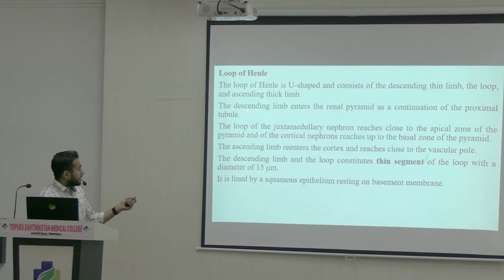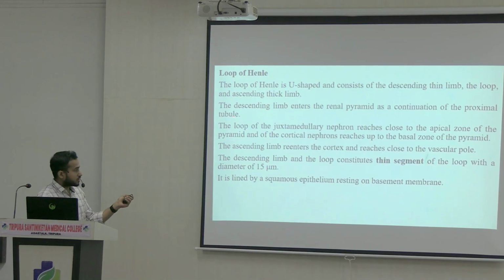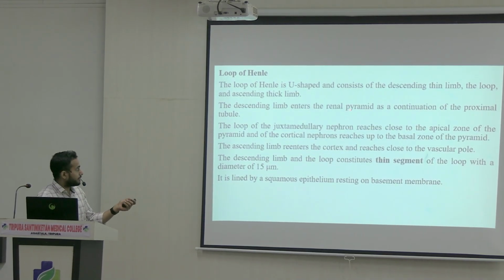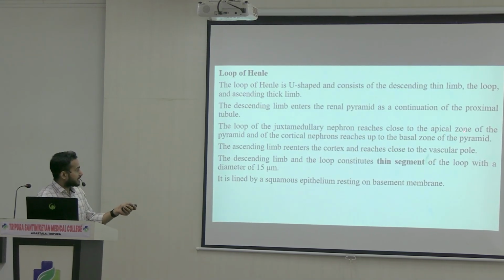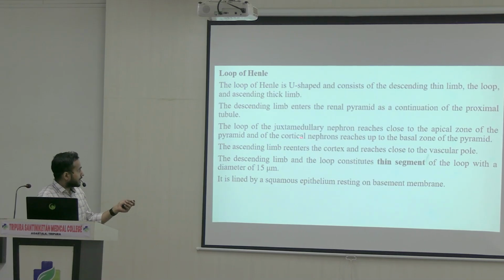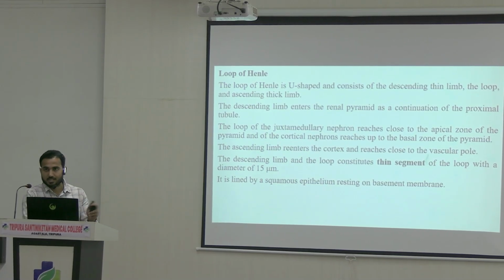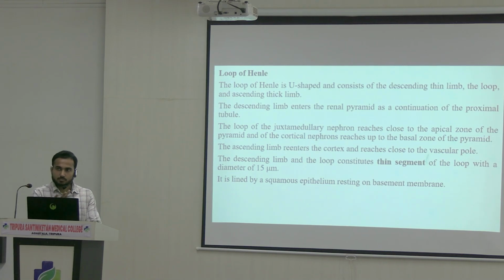Now the descending limb, if you see, it enters the renal pyramid as a continuation of the proximal tubule. Okay, so this particular descending limb will enter the renal pyramid. Now the loop, in case of juxtamedullary nephron, reaches the apical zone, whereas in case of cortical nephron it reaches the basal zone of the pyramid. That is the difference between the cortical nephron and juxtamedullary nephron.